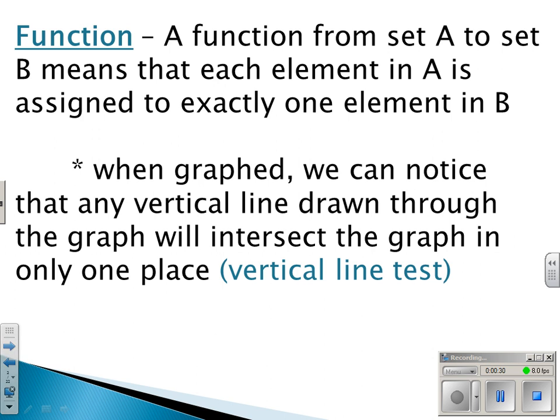A function from set A to set B means that each element in A is assigned to exactly one element in B. When graphed, we can notice that any vertical line drawn through the graph will intersect the graph in only one place. You might remember talk of the vertical line test in the past, and that's exactly what it is. If it's a true function, you can draw any vertical line through the picture and it's going to cross through your graph in just one place. If it ends up intersecting it twice, you no longer are looking at a function.